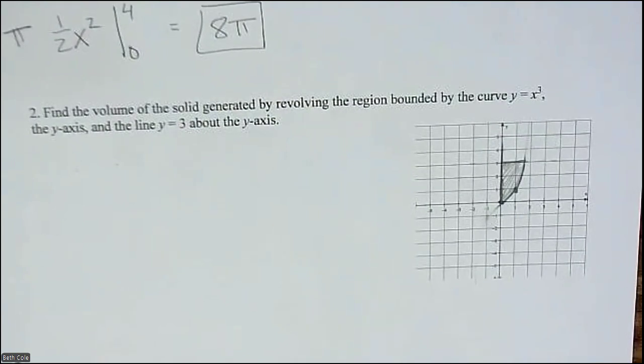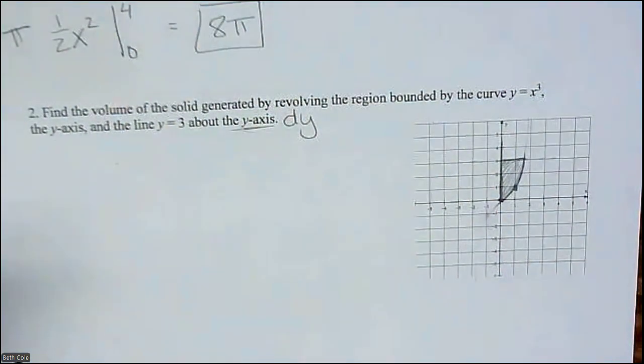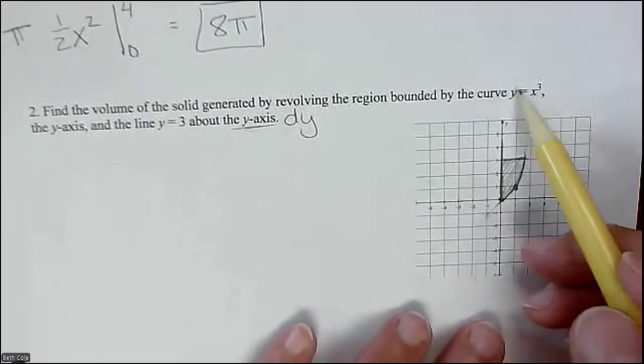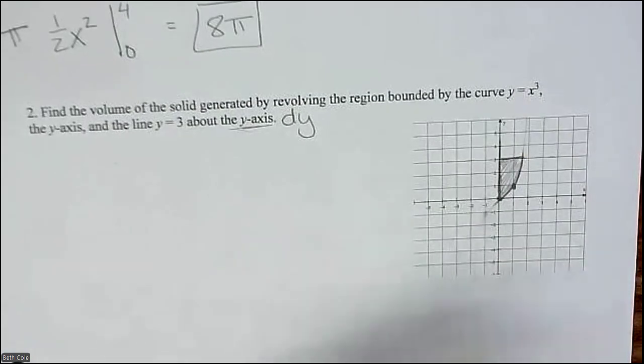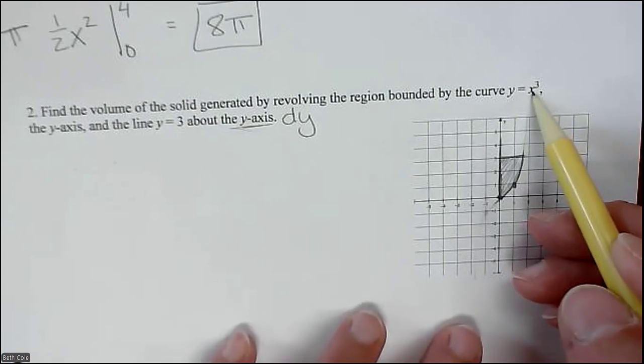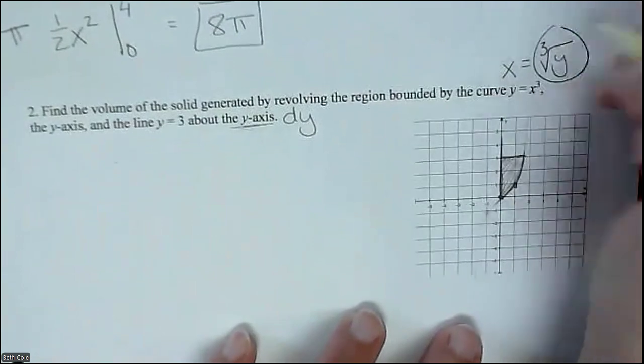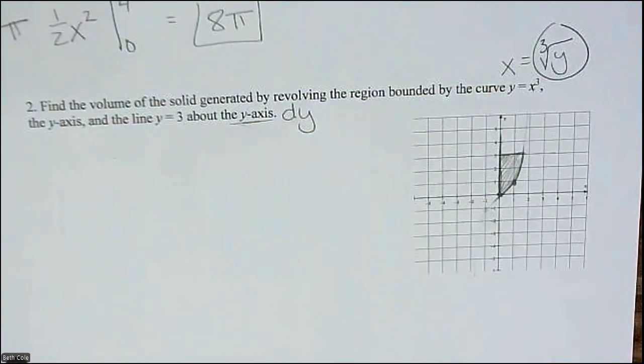Now, what does it say we're revolving about or around? I hate that they say about. It should be around. Y-axis. So I immediately know this is going to be a dy problem. And so I want to right away go ahead and rearrange my equations so that they're backwards. So how would I get x by itself for this? Yeah, cube root. So x equals cube root of y. Again, I have found for some reason that if you circle that, it helps.